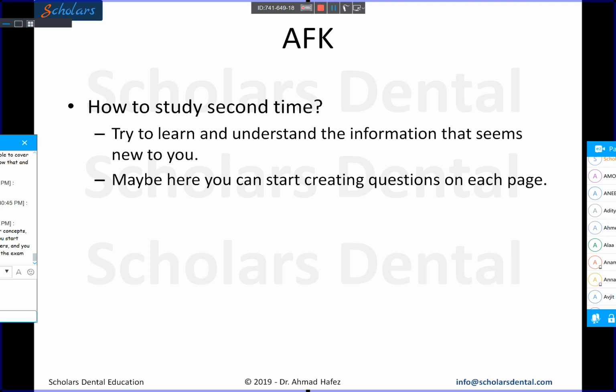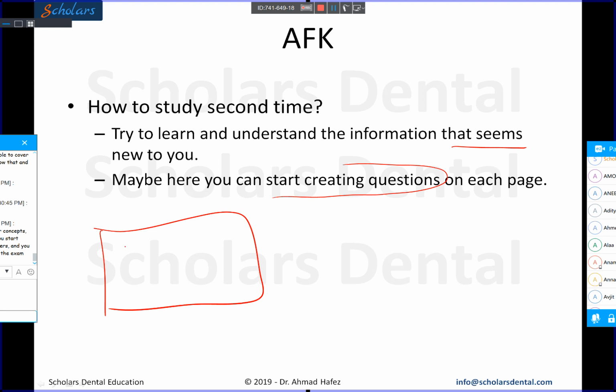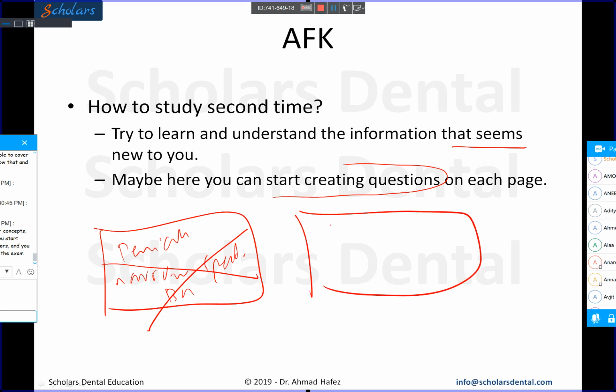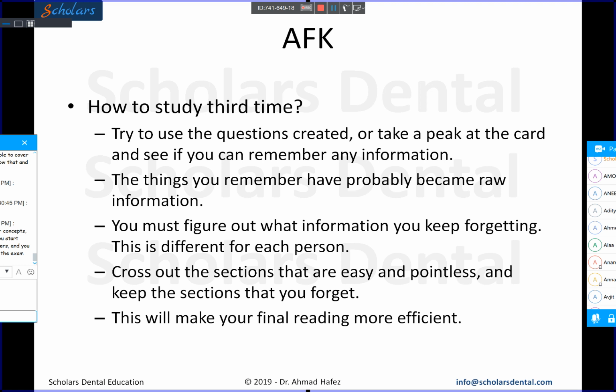The second time, try to learn and understand information that seems new to you. Try to test yourself. See what looks new. And here, maybe you could start creating questions. So let's say I'm reading a card, and I'm like, oh, you know what? I already know penicillin is a narrow spectrum, bactericidal. So I don't need to read that anymore. So now maybe I'll create a question at the beginning of the card: what type of antibiotic is penicillin? So that on my third reading, I could test it. And if it's right, then I don't have to do it anymore. Right now, I know that I remembered this, so I'm deciding not to read it anymore because it's easy. You see? Try this, and then your third time, try to use the questions you created.